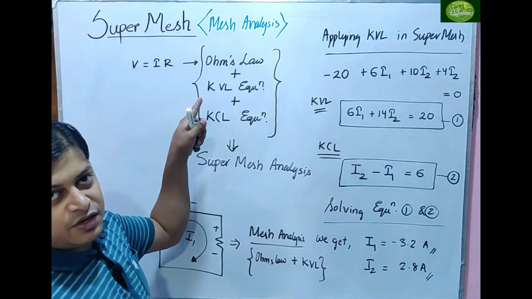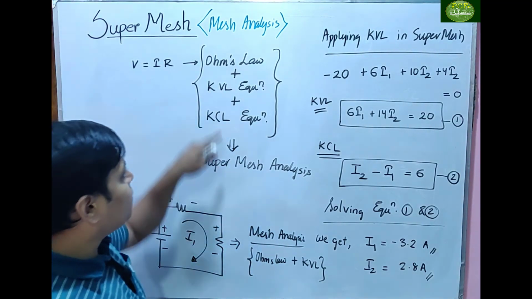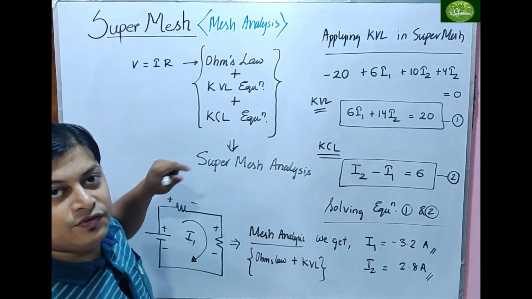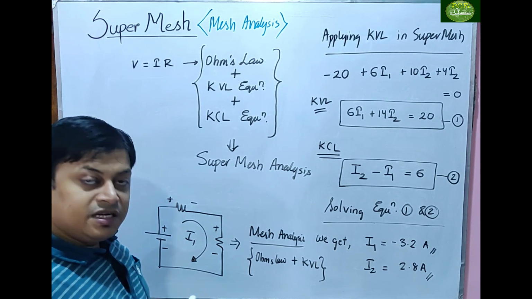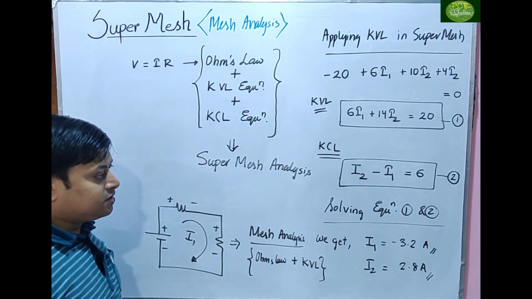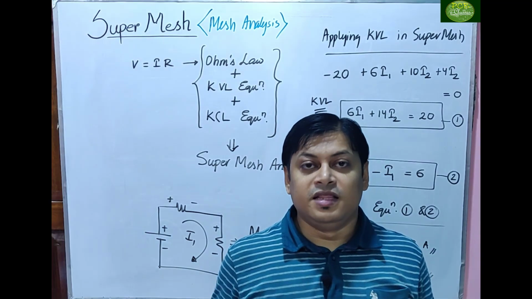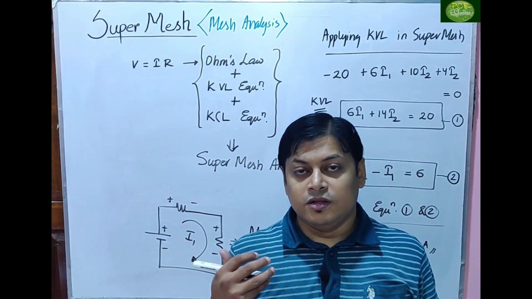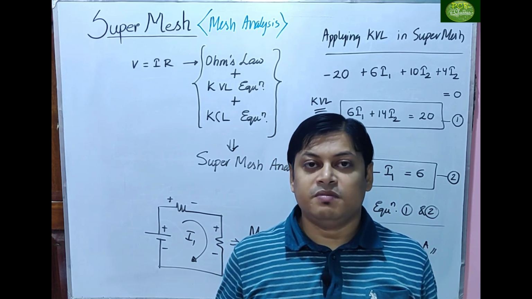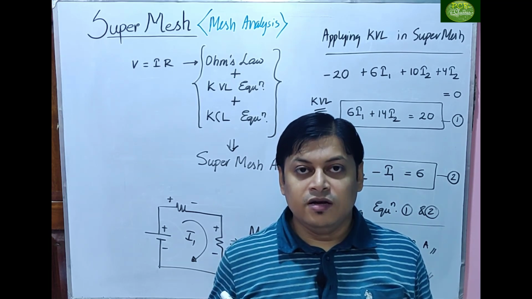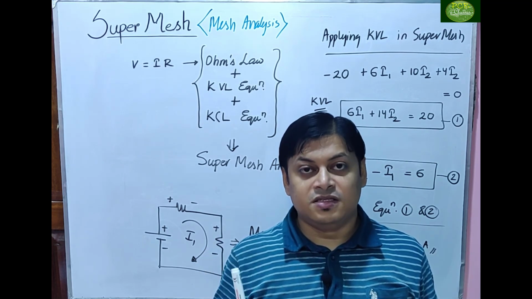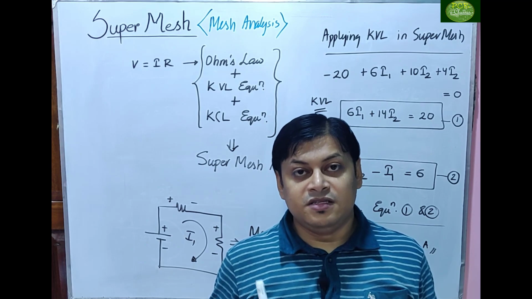The combination of Ohm's law and the KVL equation gives rise to the mesh equation. But for super mesh analysis, what do we require? Ohm's law, KVL as well as a KCL equation. Fine. This is the major difference between mesh analysis and super mesh analysis. In this way, we will be solving electrical circuit problems using super mesh analysis. The problems related to super mesh as well as mesh analysis we will deal with in the practice session. Thank you.